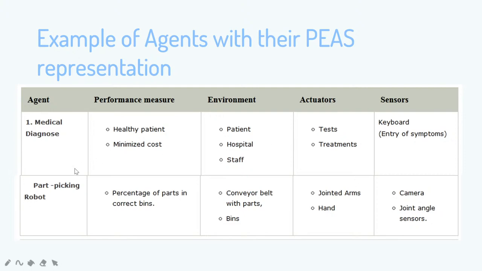Then for part-picking robots, we need parts placed in the correct bins, that is, we need some bins for the robot to pick into, and then a conveyor belt with parts and bins. So these are all used to achieve the medical diagnosis agent and part-picking robots. Okay, so we need this PEAS.